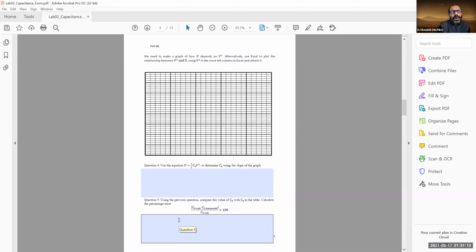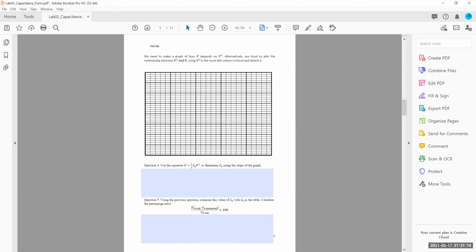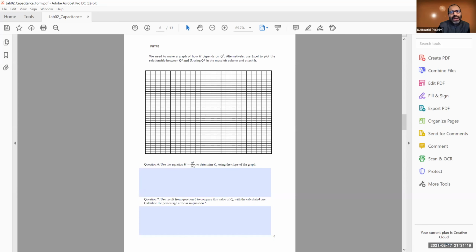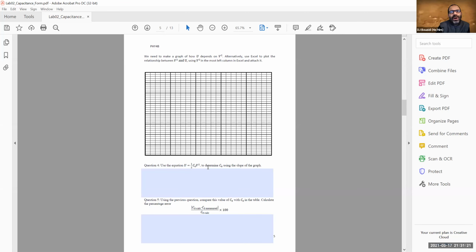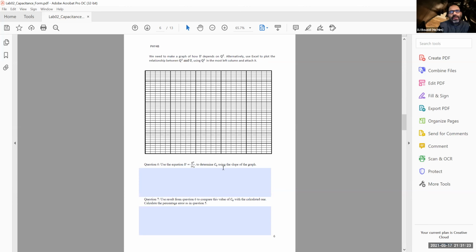Yeah, that sounds good. Okay, very good. So there is one that is coming from the chart and one that is coming from the calculation. You need to compare the two and see how far off you are between the theoretical and the experimental.